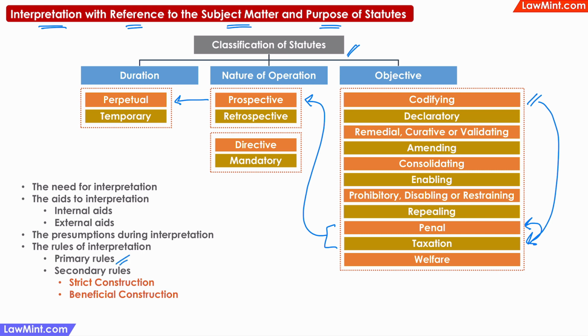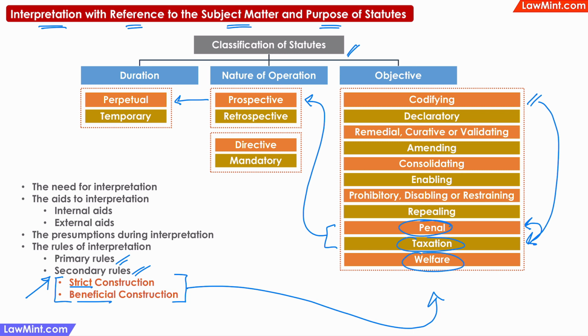In any case, we have also discussed the primary and secondary rules of interpretation. Under the secondary rules of interpretation, there are these two principles of strict and beneficial construction of statutes. In both strict and beneficial constructions, the advantage of any ambiguity should go to the person on whom these laws are being applied. When we talk about the interpretation with reference to the subject matter and purpose of statutes, we are essentially talking about how these two principles, that is, strict or beneficial construction, should be applied to various types of statute. More specifically, how they apply to penal statutes, taxation statutes, and welfare statutes.